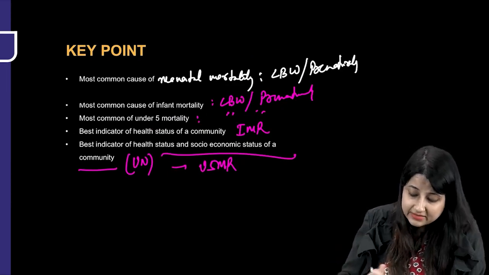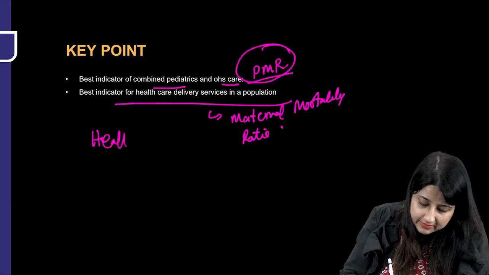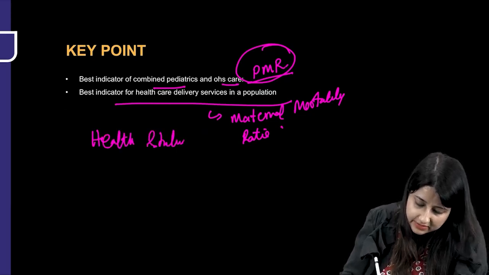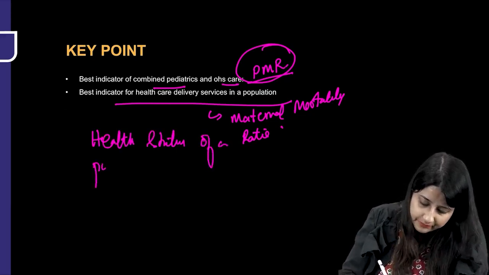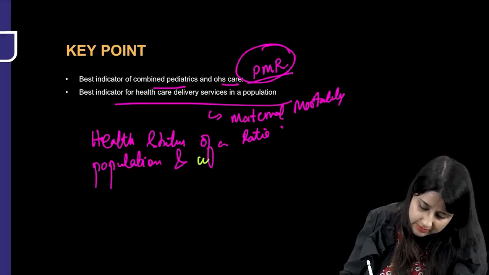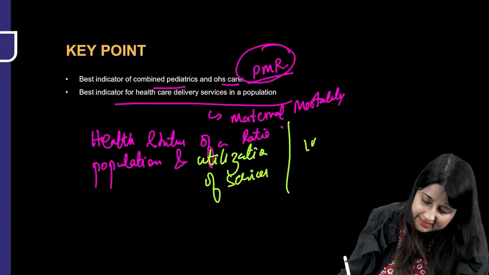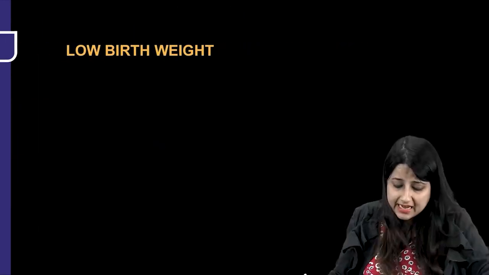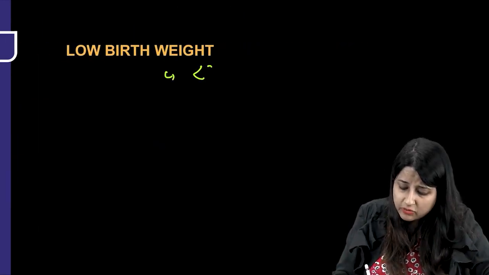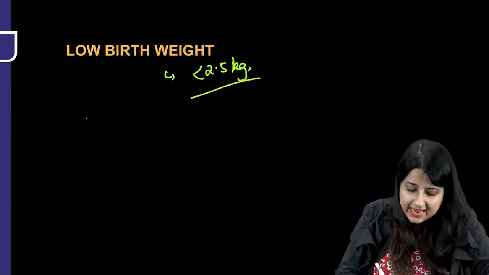And in case they ask you the best indicator for health status of a population and also utilization of services, so what is this everybody? This again is IMR. Now what is a low birth weight baby? You all know, below 2.5 kg.